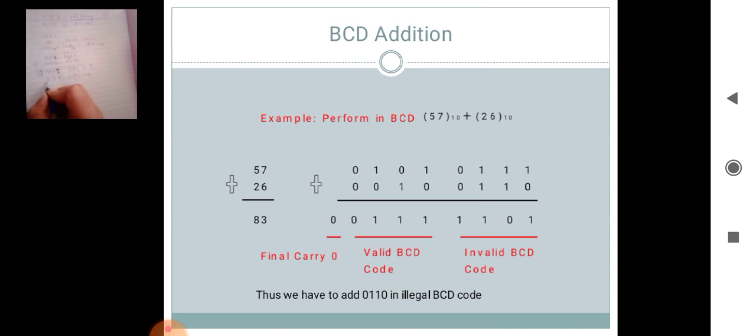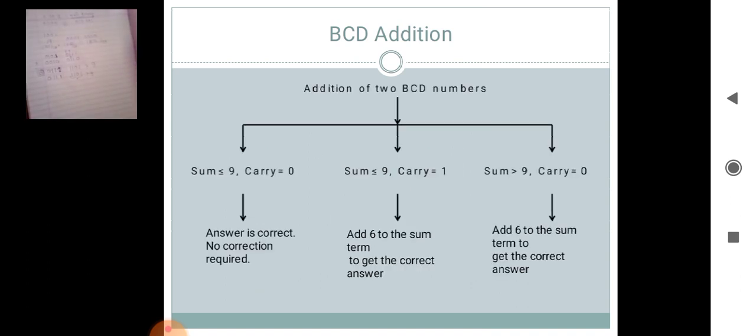Now you can consider this is greater than 9, right? And here sum is less than 9 but carry 0 is generated. So we have to follow the rule. We have to add 6 in both sides, right? So this is also an invalid case, this is also an invalid case, right? This is the last case, that means sum is less than 9 but carry is 0. Here sum is greater than 9, so you have to add 6 into both the 4-bit binary.